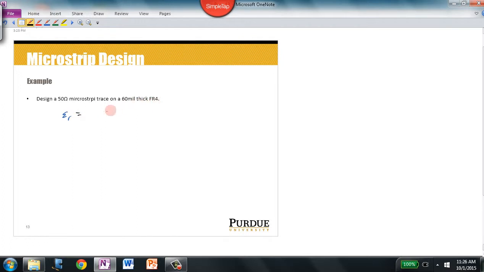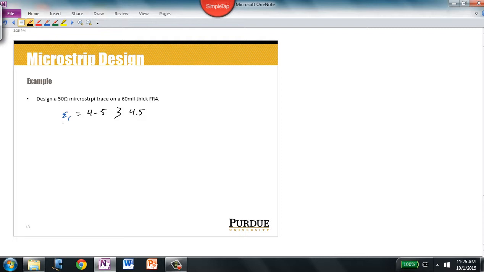For FR4, I gave you some numbers in the beginning of this lecture that different FR4s, it's a fiberglass material. It's got a relative permittivity between 4 and 5. So you'd get this exact number from the data sheet, but I'm going to just use 4.5 for this example. So step one, get that information. The 60 mil is also usually found in the data sheet for the material. So that would also probably come from the data sheet.